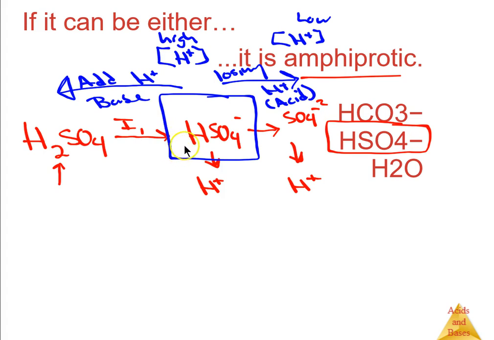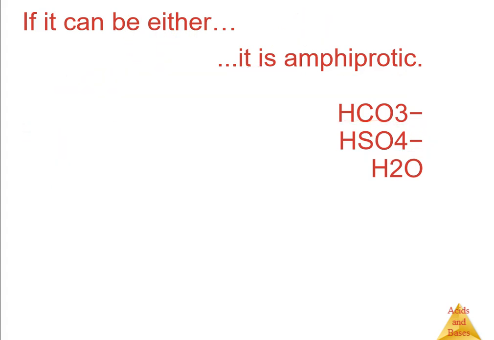Now, sometimes you can have something that will donate or accept. And if you have something like that, it's amphiprotic. And that's a word you should know. Amphiprotic. It means it can accept an H or it can give an H. Some examples are hydrogen carbonate, hydrogen sulfate, and water.